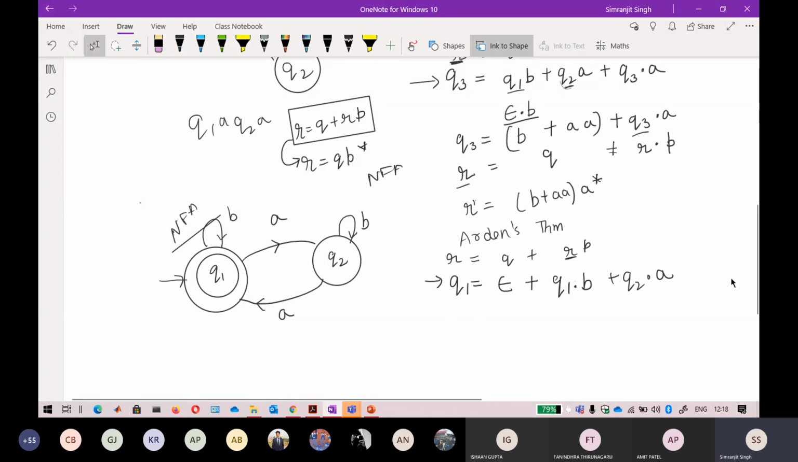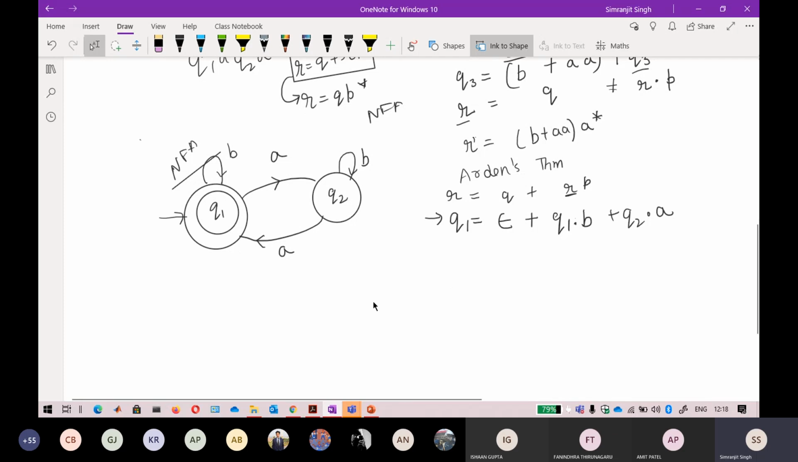Now I look at Q2. If you clearly see at Q2, how can you reach Q2 from Q1? You can take anything, like I'm just taking Q2B. You can reach it by getting a self loop of B. The other one is you can reach from Q1 also. So Q1A you can reach it.